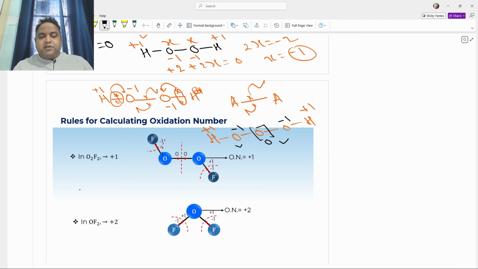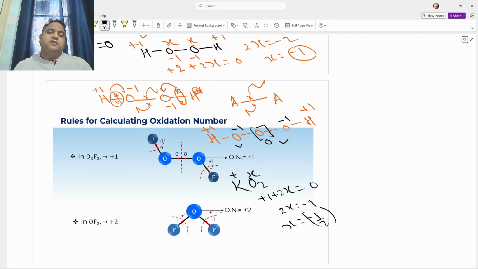Oxygen can go in the plus one and plus two states. Before that, we will discuss superoxide. Let us have KO2. That is the superoxide. Potassium having plus one, this is having x. Plus one plus 2x is equal to zero. So now 2x is equal to minus one. So x will be equal to minus one by two.